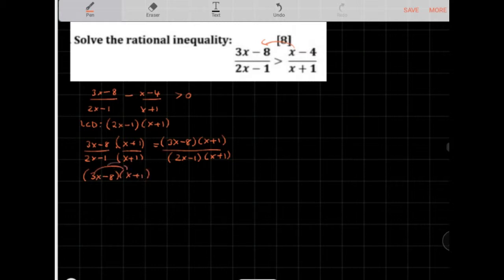If I expand this, I'm going to use the FOIL method. You get 3x squared + 3x - 8x - 8, and then collect the like terms, so you get 3x squared - 5x - 8. Okay, so that's the numerator.